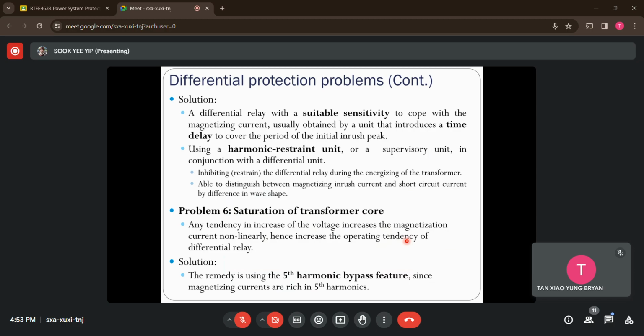So what we can do to solve this problem, the remedy, is to use a fifth order harmonic bypass feature, which is aligned with the magnetizing current, which is rich in fifth order harmonic. So we can bypass this, and hence the saturated core will not cause the maloperation of the relay.